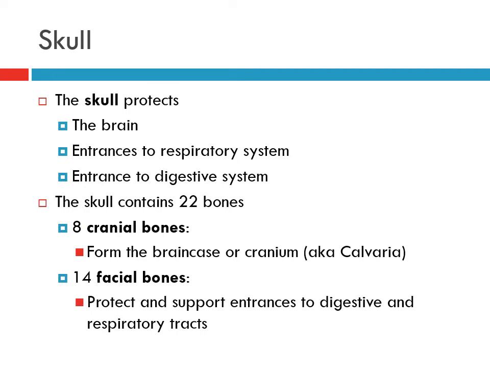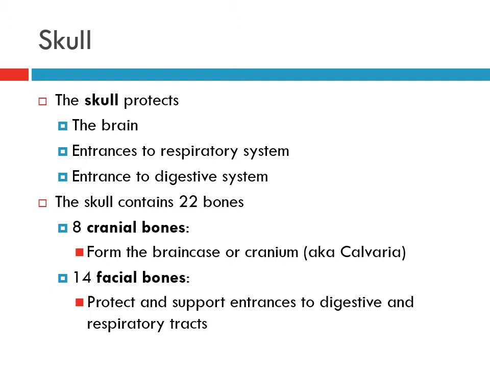The skull functions to protect the brain. That's super important. The brain is the central functioning system of your body. It tells all of your other systems what to do and when to do it. And so it is protected in its bony encasement. Something that you'll notice with bones is when something is highly protected, that means it's extremely important. The brain is extremely important, so it is completely encased in bone. It also protects entrances to the respiratory system and the digestive system through the nose and the mouth.